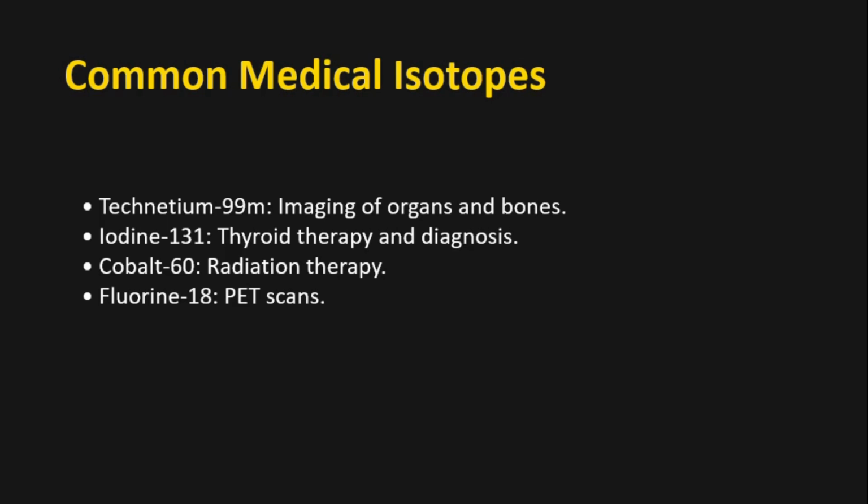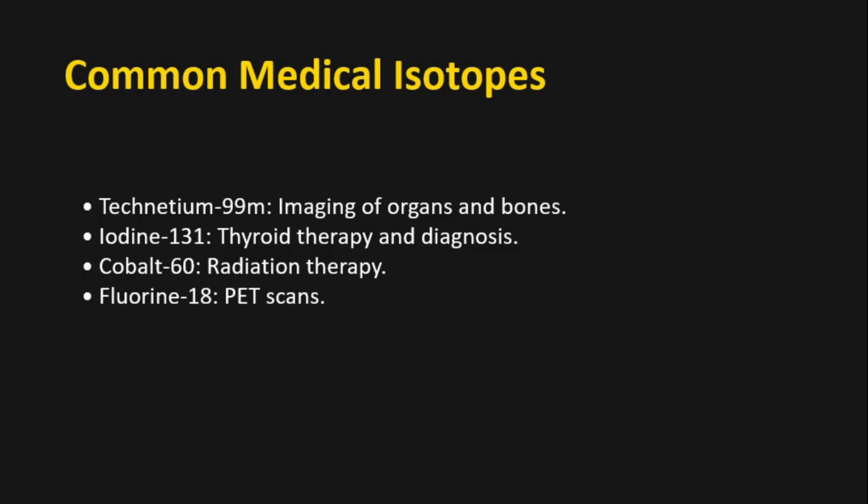Some common medical isotopes include technetium-99m, used for imaging organs and bones, iodine-131, for diagnosing and treating thyroid disorders, cobalt-60, used in radiotherapy, and fluorine-18, essential for PET scanning. Each isotope serves a unique purpose based on its type of radiation and half-life. Slide 6, Uses in medicine.